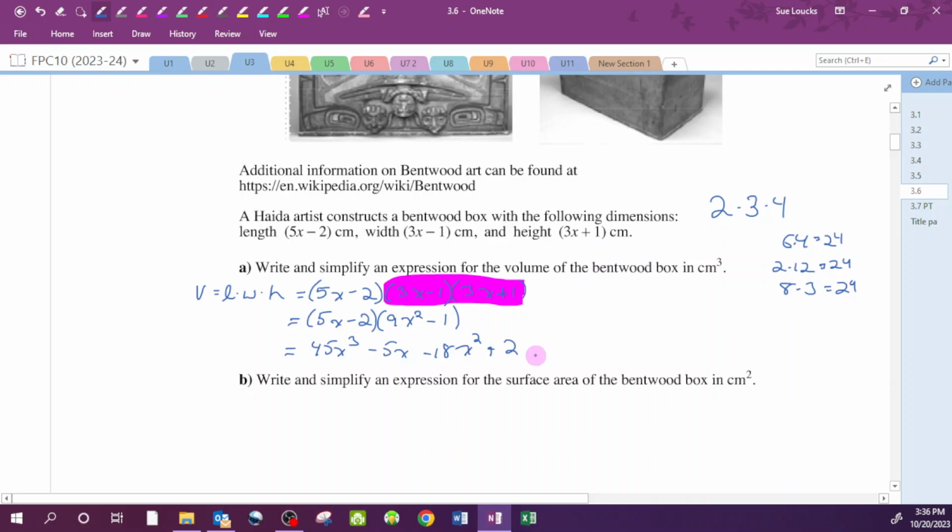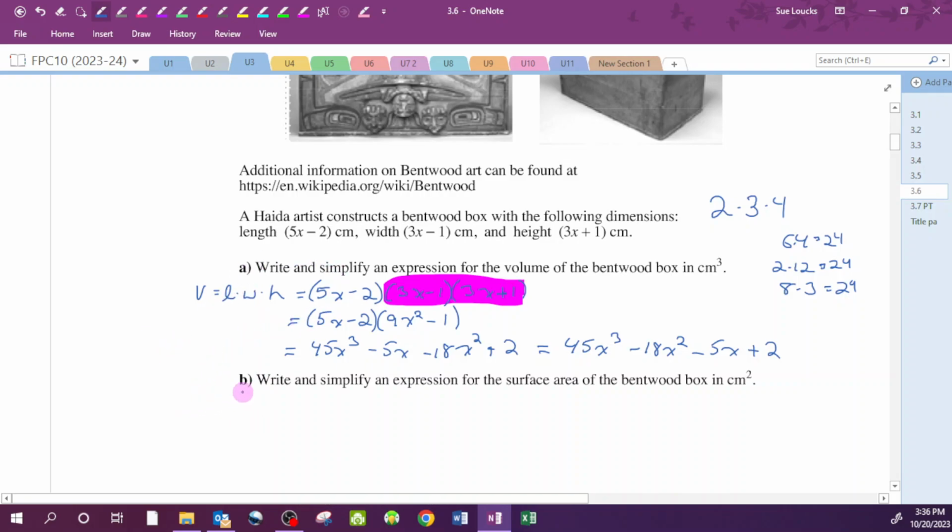Okay? And then I'm actually going to rearrange that into the normal order that we would write this in, of decreasing degree on the variable x. So I'm going to have 45x cubed minus 18x squared minus 5x plus 2. Either of these answers is correct, but this one is better because it's easier to compare your answer to somebody else's if it's like that.